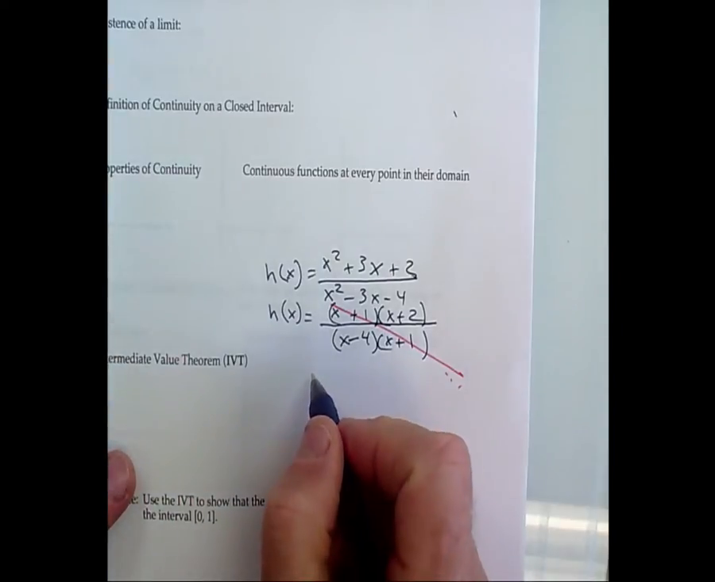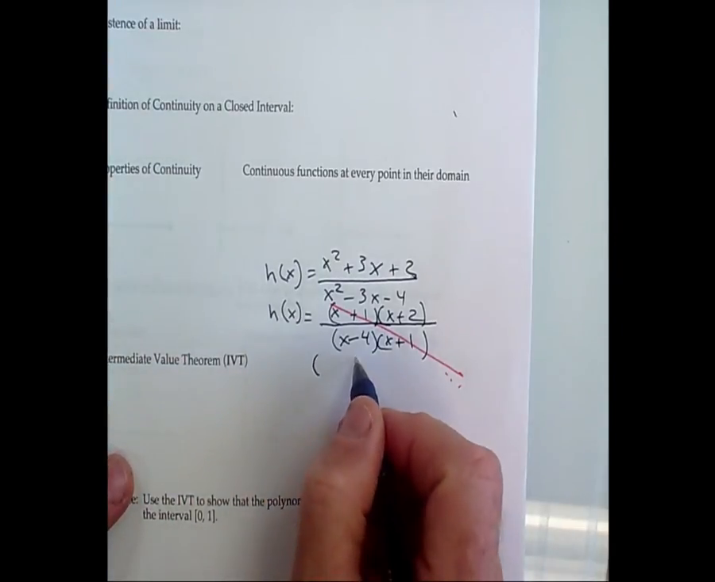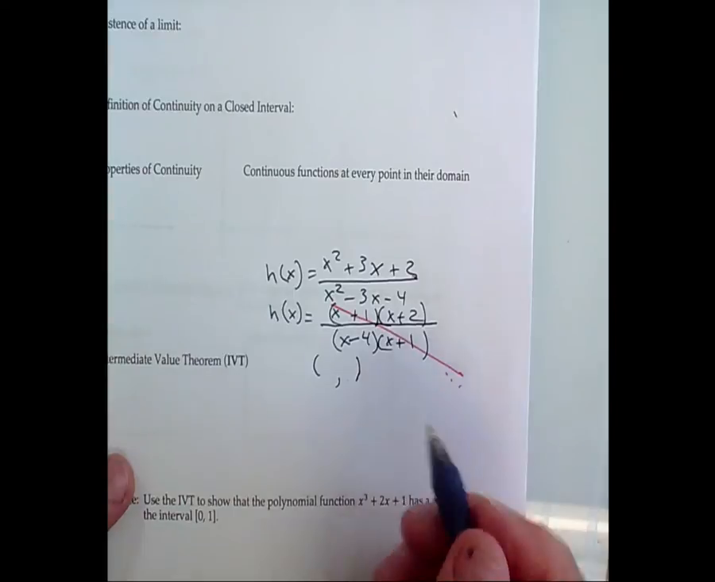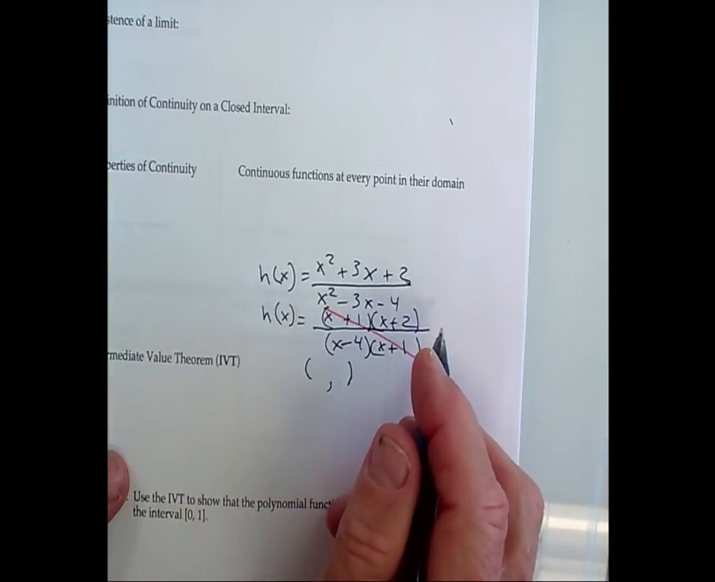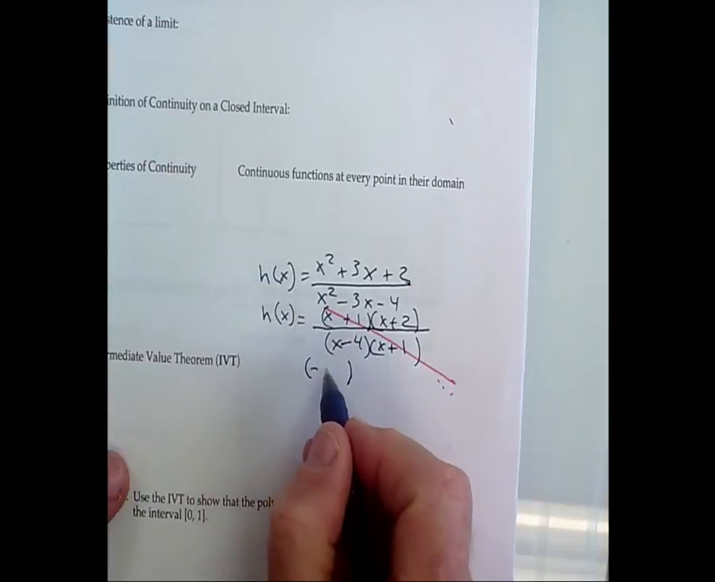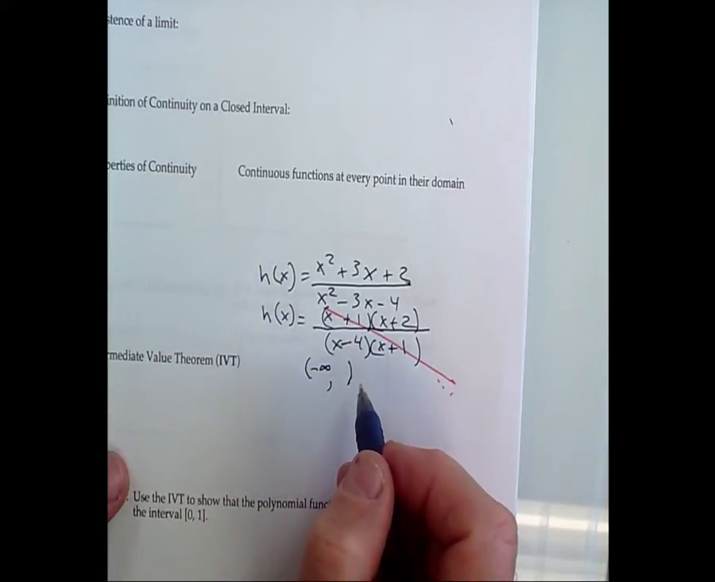Give me the intervals of continuity. Going from where to where? Where is this continuous? Could I put a negative 1 million in there? Okay. Negative infinity to where? To negative 1.